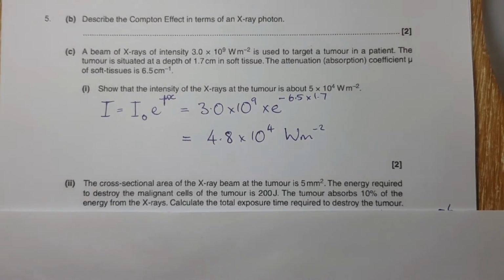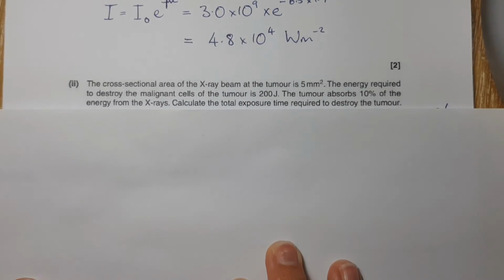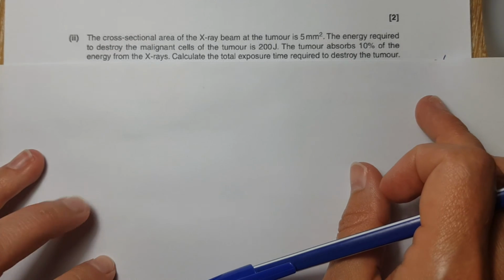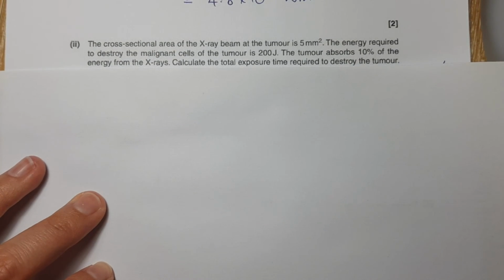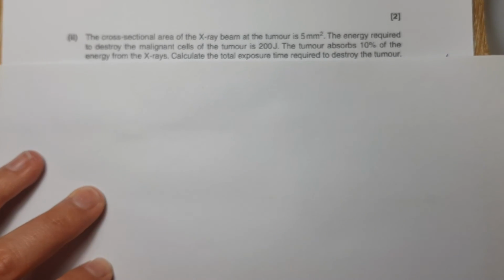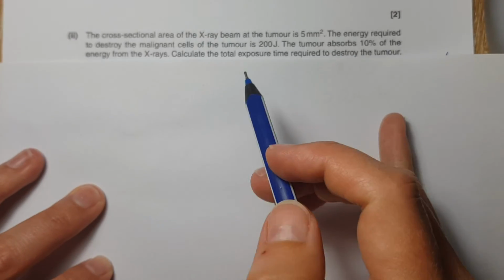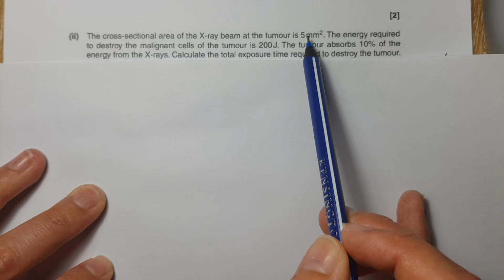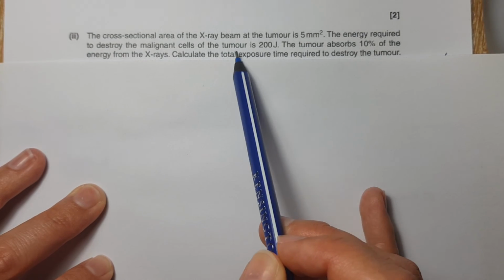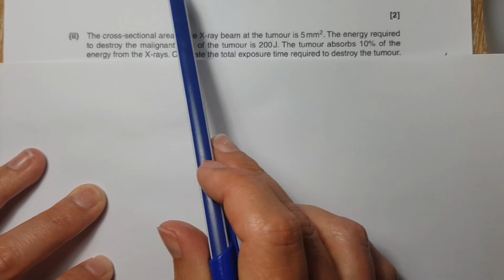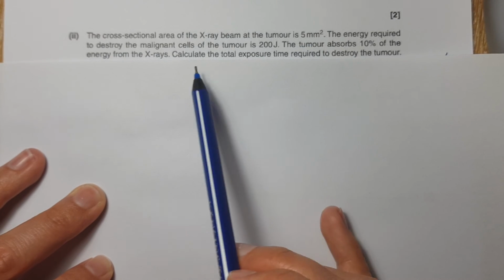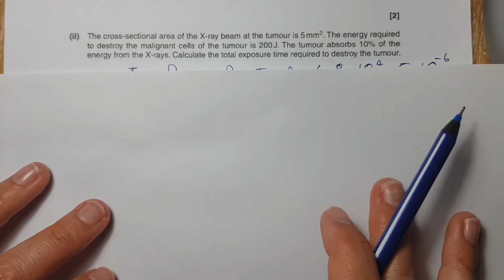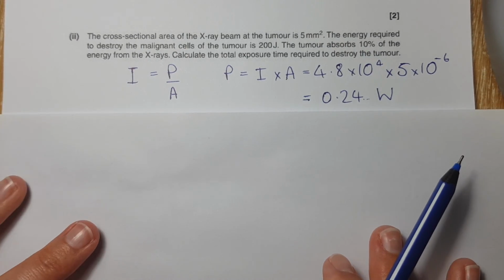And there's a really nice question to finish with here, showing you exactly how this is being applied. So we're working out how long you need to fire these X-rays at the tumour in order to kill it. Okay, so we've got the cross-sectional area of the beam, and then we're looking at energy. So we've got intensity, area, energy, time. Hopefully, when you write all those down, you realise that the connection is power.